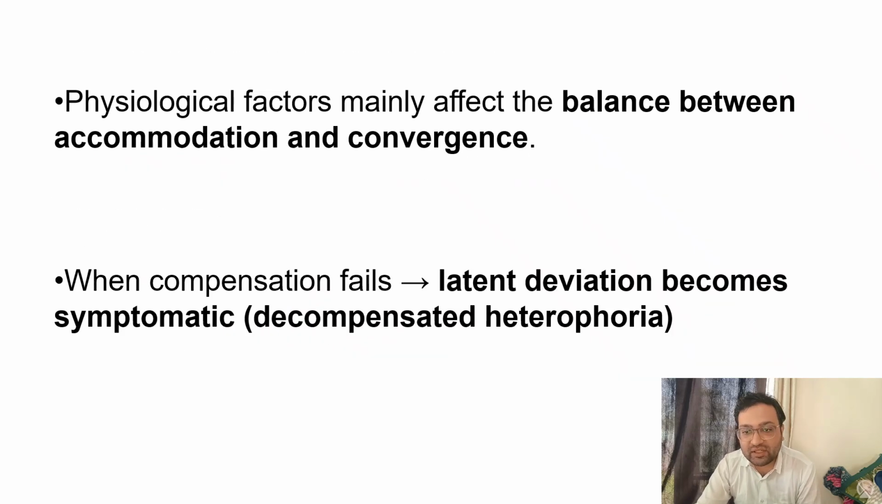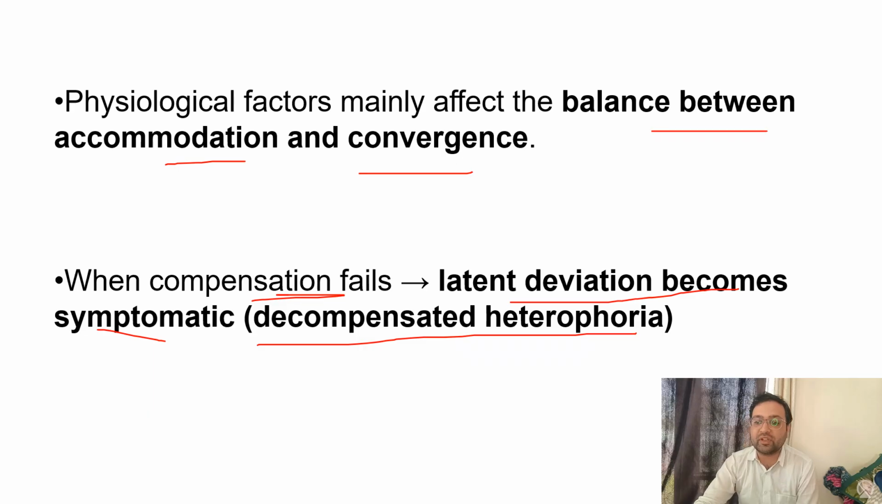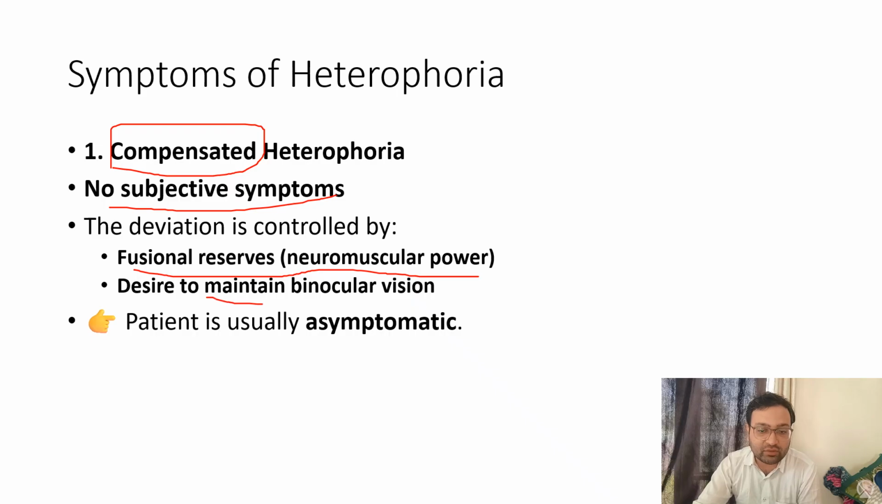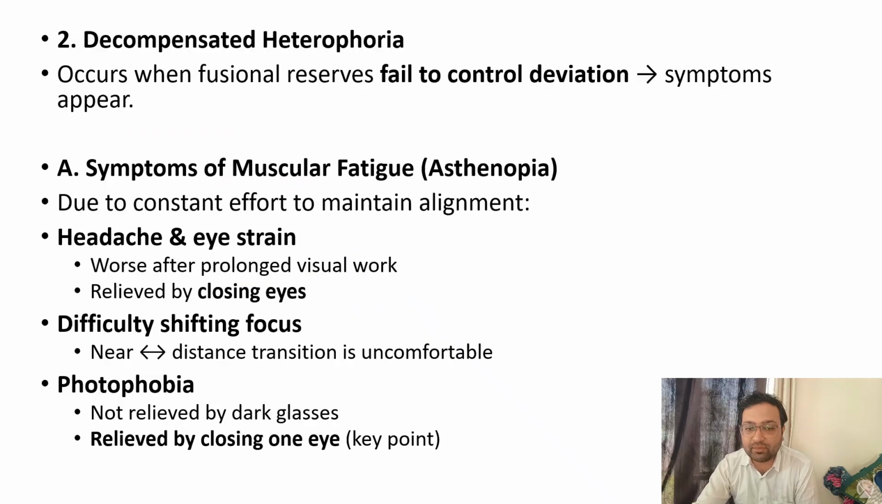Physiological factors mainly affect the balance between accommodation and convergence. When this compensation fails, latent deviation becomes symptomatic, that is decompensated heterophoria. Now coming on to the symptoms of heterophoria. First of all, we will learn about compensated heterophoria. Compensated, as the term describes, means there are no subjective symptoms. Here the deviation is controlled by the fusional reserves, which is manifested by neuromuscular power. Here there is a desire to maintain normal binocular vision, and the patient is usually asymptomatic.